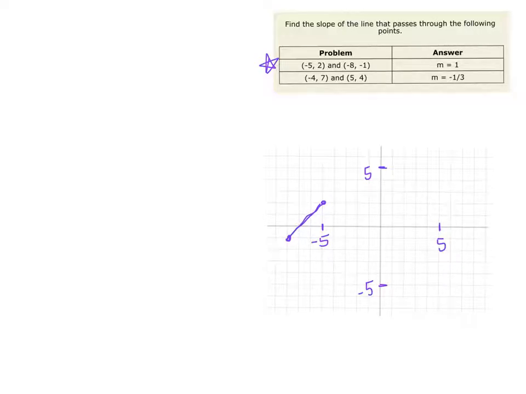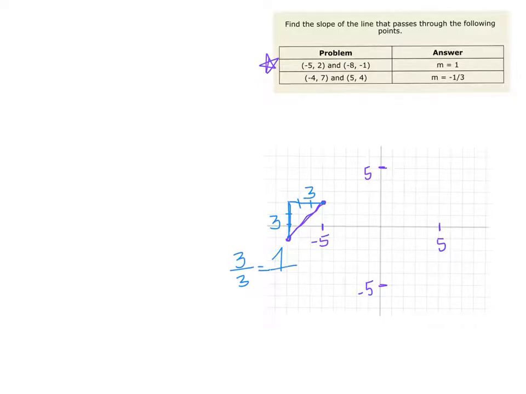Well, one way I can look at that is looking at the rise over the run. So we have a rise of 1, 2, 3 units and a run of 1, 2, 3 units. So my rise over run is 3 over 3, which equals 1.